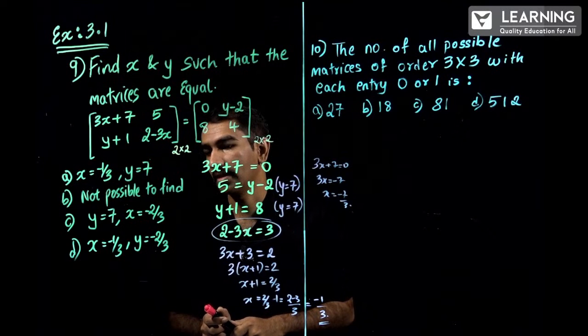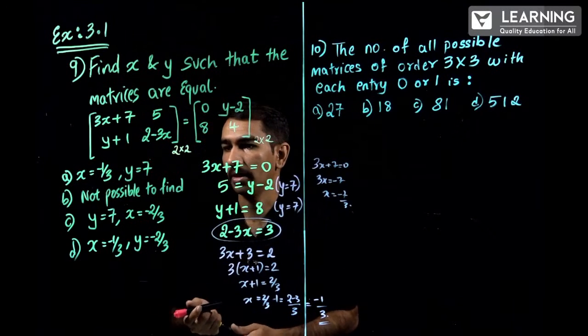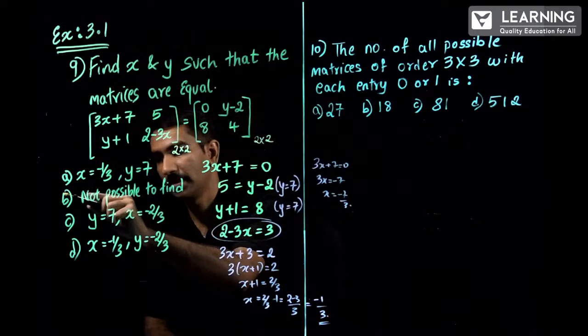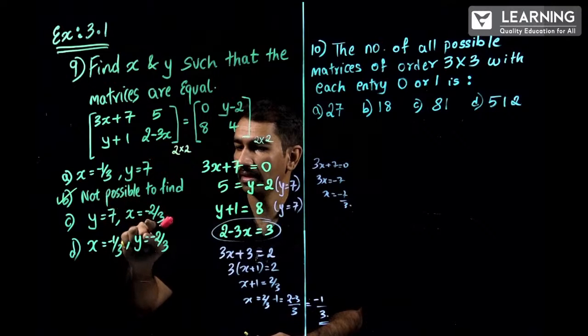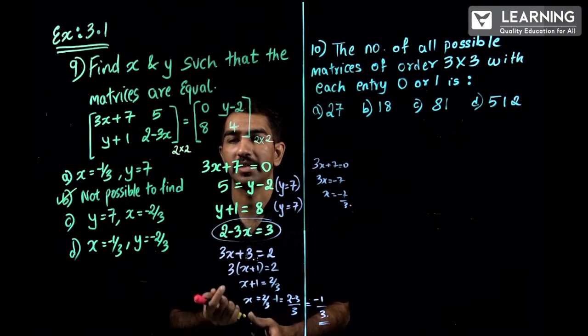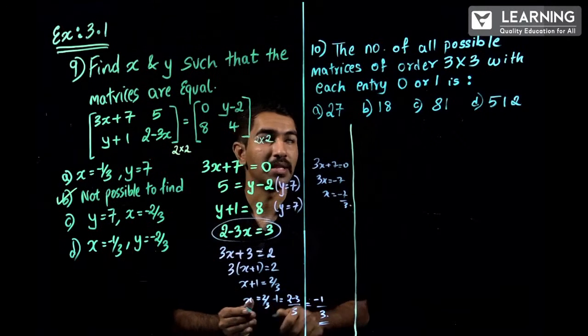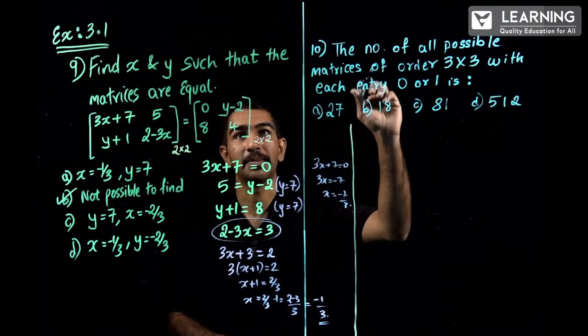So I think the answer here will be not possible to find. Okay, this will be the right answer. Okay, because minus 1 by 3, not possible to find, is the right answer. Moving on with the next question, students. MCQ question, last question of exercise 3.1.